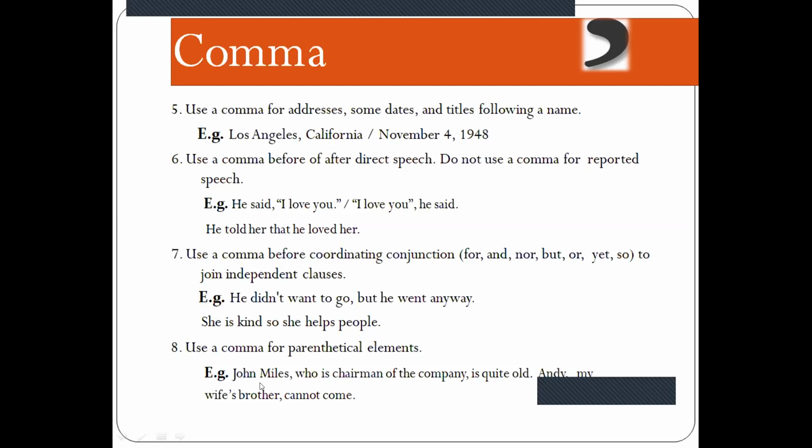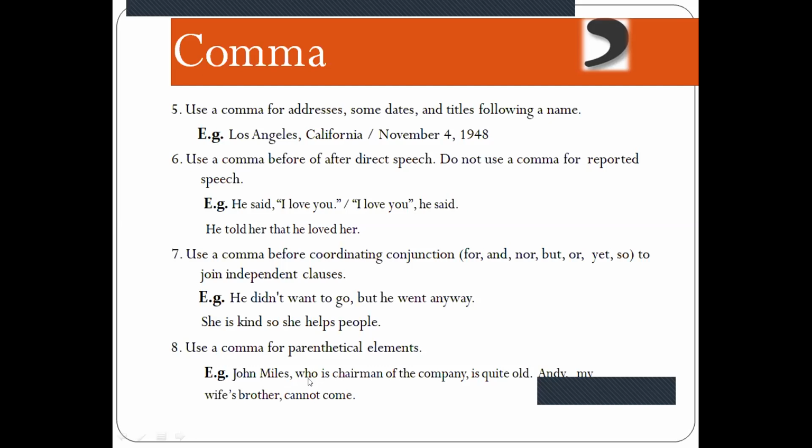Use a comma for parenthetical elements. For example, Johnny Miles. Who is Johnny Miles? We are setting off other complete sentences. Johnny Miles, these are complex sentences. You should learn more about complex sentences and how to write them. In most cases, we don't use a comma if the word has no implication. If you remove it, Johnny Miles is the chairman. Johnny Miles is chairman of the company.